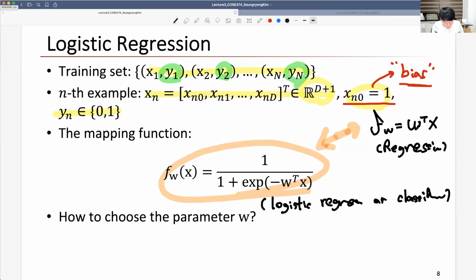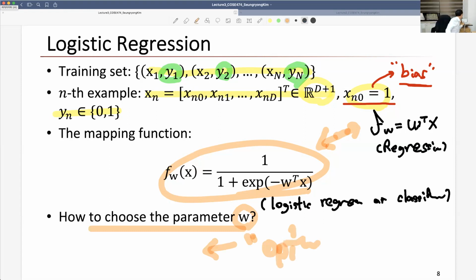Okay. Then, similar to the regression problem, the question is how to find the optimal parameter W in here. This is our goal, right? And we can also use the optimization. Oh, sorry. Okay, let's continue. Okay, how can we solve this one? How can we find the optimal parameter W? We can use a similar optimization technique, such as gradient descent.